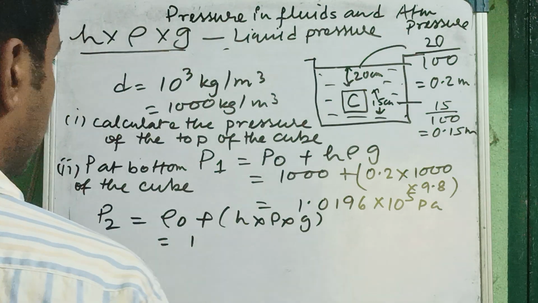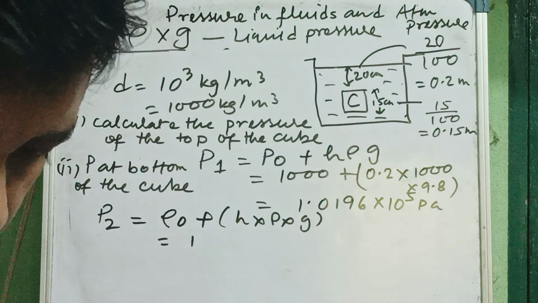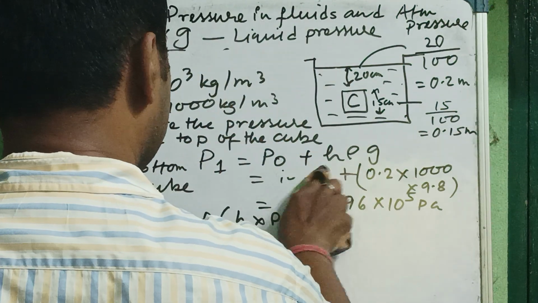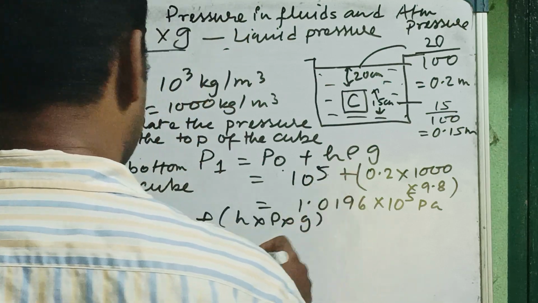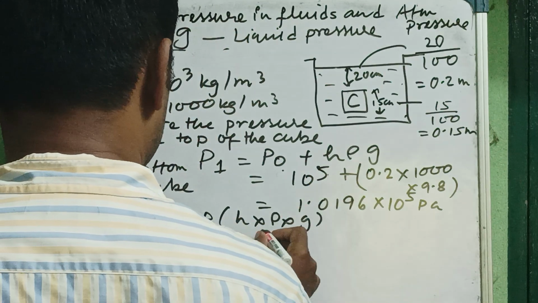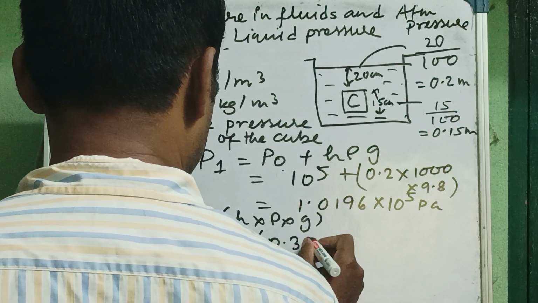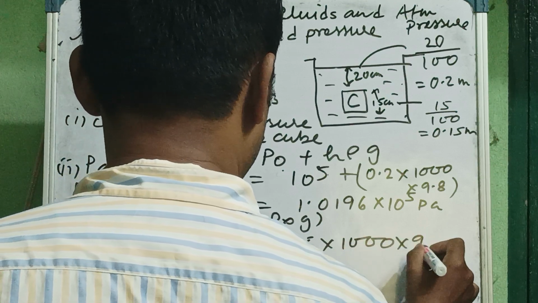P0 is atmospheric pressure, here it is 1000. Atmospheric pressure is here 10 to the power 5. 10 to the power 5 atmospheric pressure, 10 to the power 5 plus 0.35 plus density is 1000 and 9.8 also.